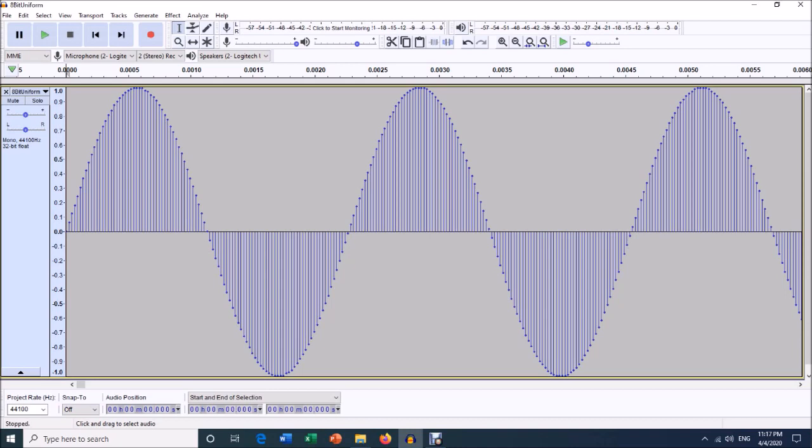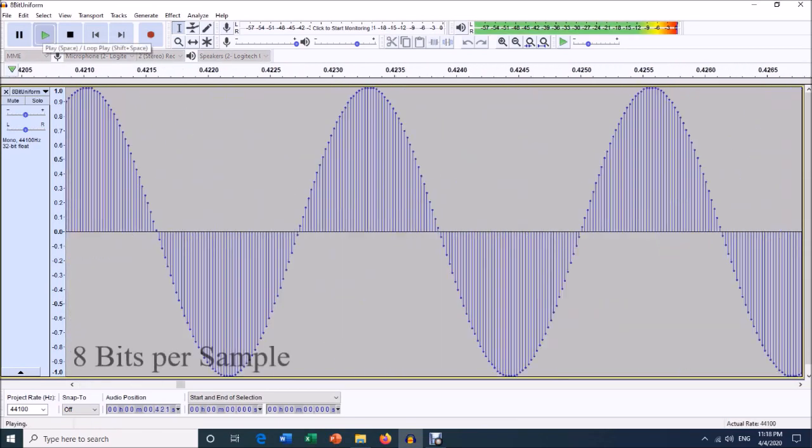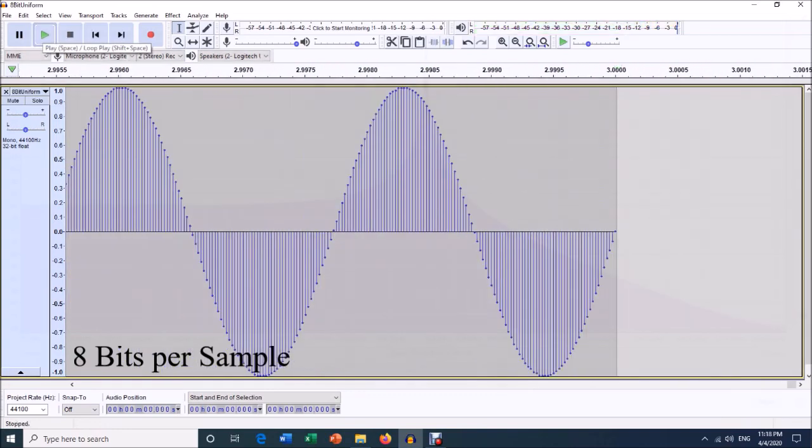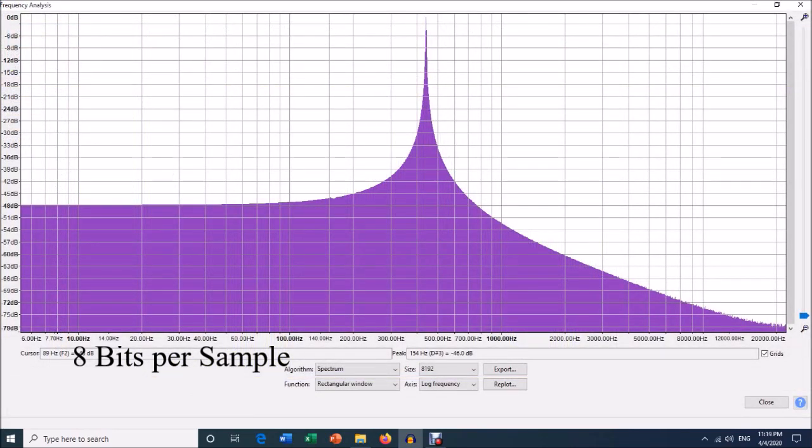This is the same 440 hertz sine wave that is now being quantized with 8 bits per sample. That's 256 levels, and the signal really doesn't appear any different. Let's see if it sounds different. I could hear a bit of a buzz in the signal, and if we look at the spectrum, in addition to the peak at 440 hertz, there are a few tiny little peaks at other frequencies as well, although I'm not sure if you would call that significant yet.